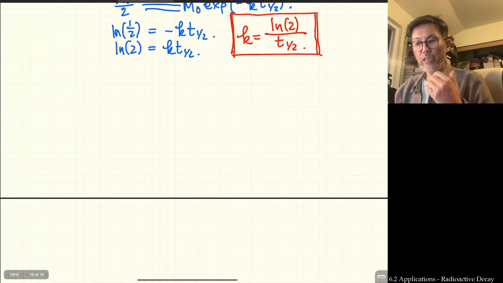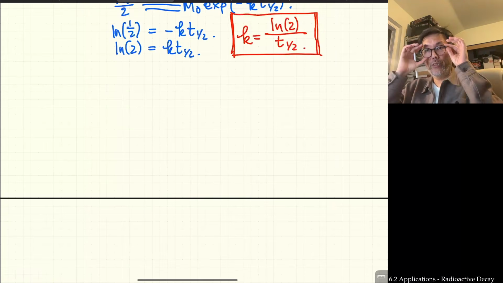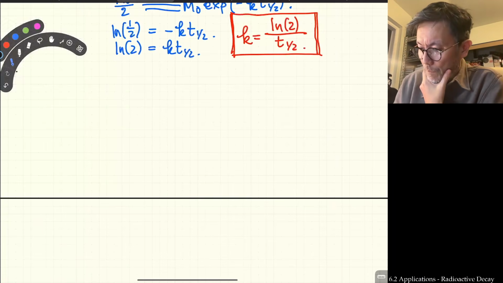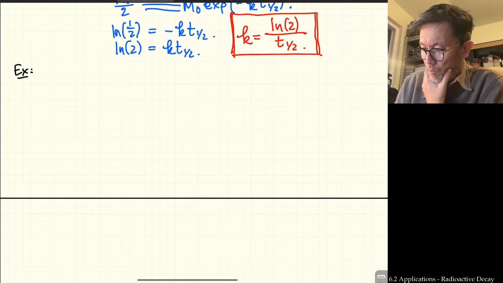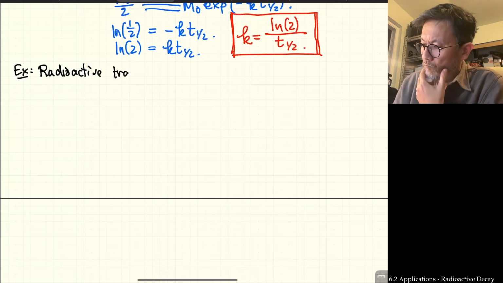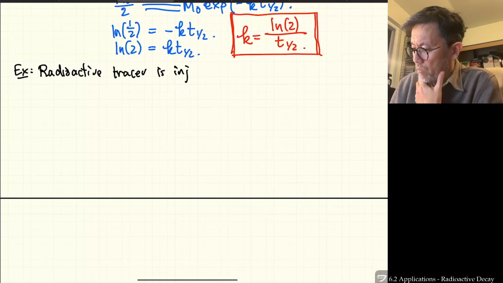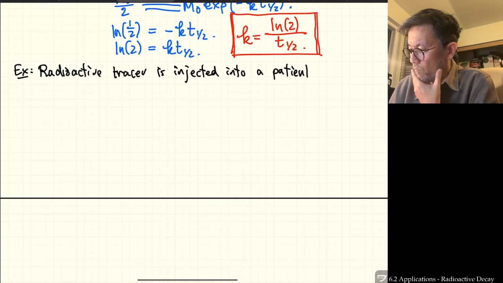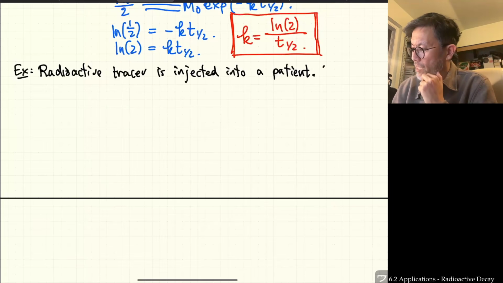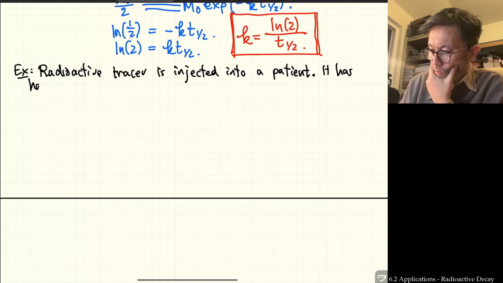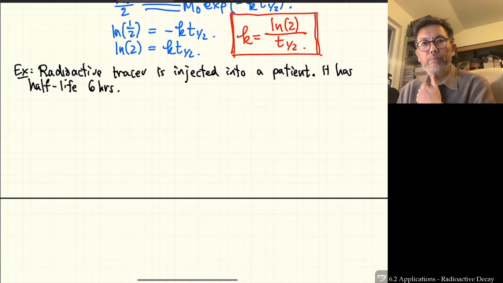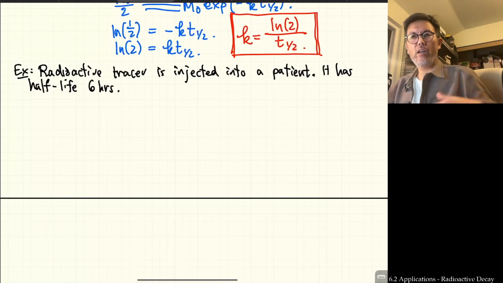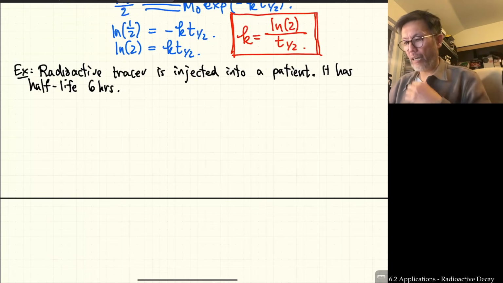Cool. So now let's use this to try to understand a particular situation that we might have. So for example, a radioactive tracer is injected into a patient, it has a half-life of 6 hours. Okay? So it radioactively decays, and half of it goes away every 6 hours. All right?